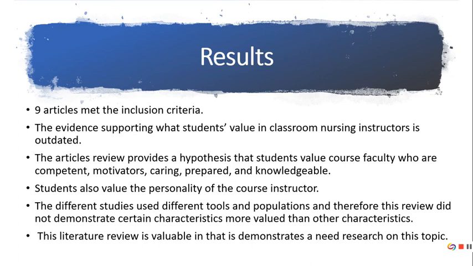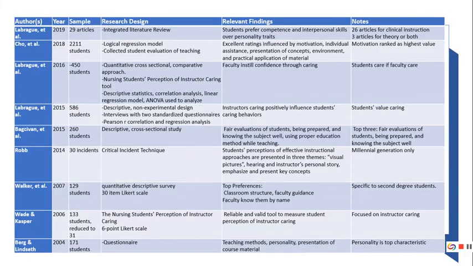What that evidence shows is that what students value in their classroom instructors is quite outdated. Okay, there are articles that hypothesize that students value faculty who are competent, motivated, caring, prepared, and knowledgeable, and that students value the personality of their instructors. But what you'll find is the tools that were used to measure these characteristics are different. The population is different, and the tools used to measure are different for all of the results. So there really isn't any consistency, and ultimately, the review shows that there is more research needed on this topic. Here is the table, worth reviewing, pausing, and looking at it.